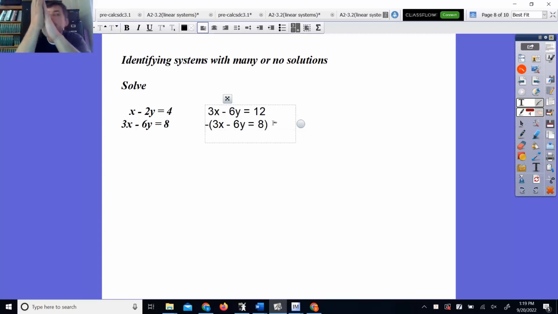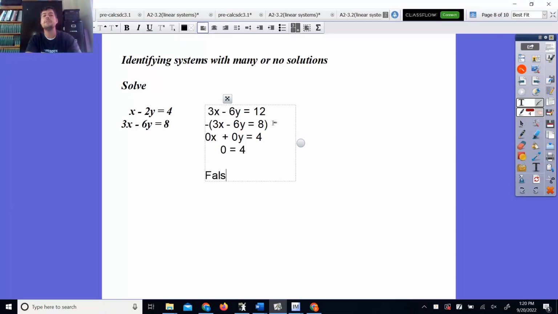What is 3x minus 3x? 0x. How about a negative 6y minus another 6y? Negative 6y. There's no y. How about 12 minus 8? What's no x plus no y? 0. What a weird statement. This thing says 0 equals 4. True or false? It's false. That's the big deal.